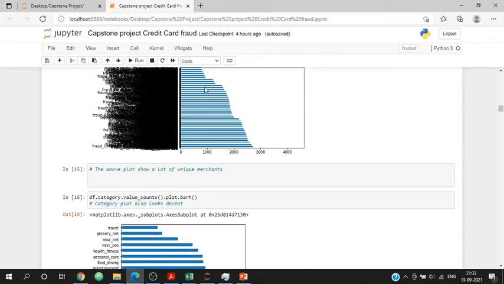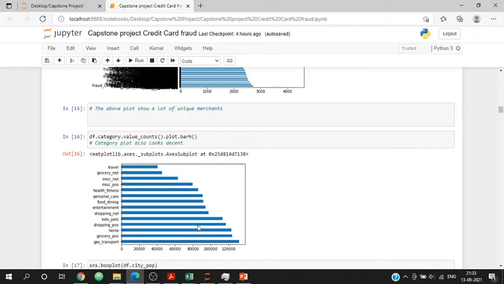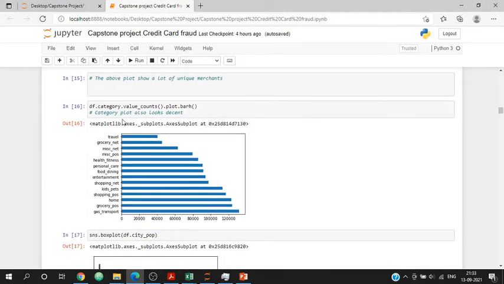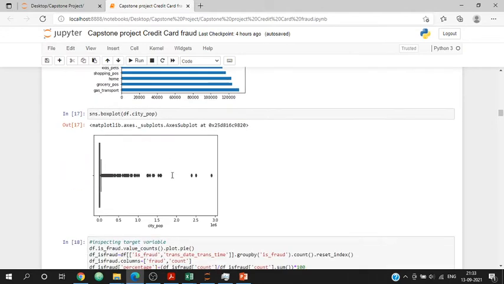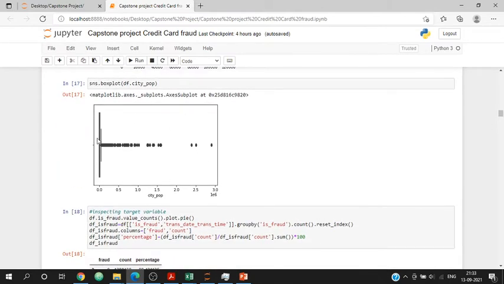Yeah, this graph can explain a lot, but the merchant details are not useful here. Then I used a bar plot to understand the category-level data. As you can see, the credit card transactions for transport and groceries are much higher. So then we need to find where a fraud transaction can happen, and also look at it based on the city population.